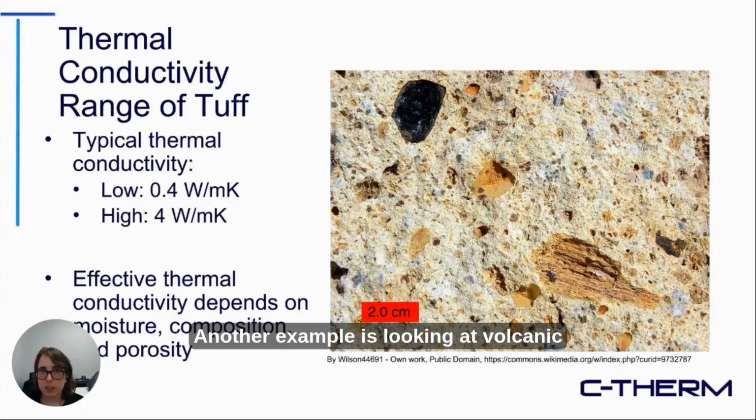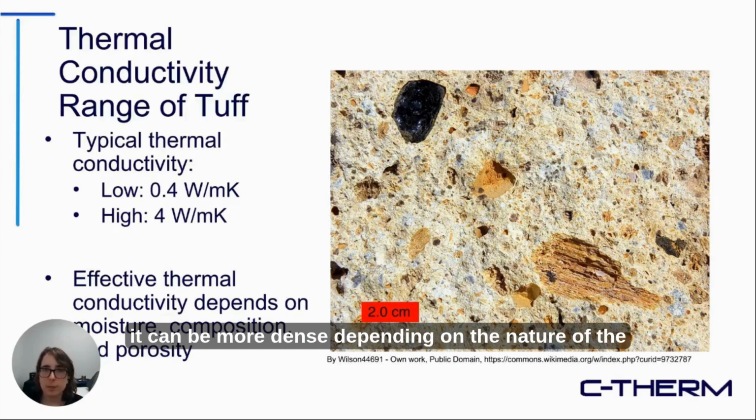Another example is looking at volcanic tuff. Like pumice, this type of deposit can sometimes be very, very porous, and in other cases, it can be more dense, depending on the nature of the process that created it.